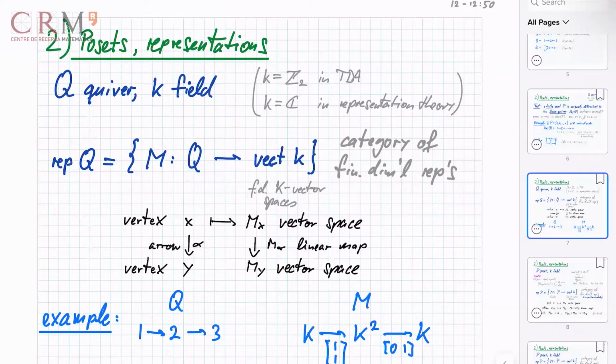Then the maps need to commute. Yes. That adds some more information to the quiver representation. Yeah, but let's come back to this in a minute.